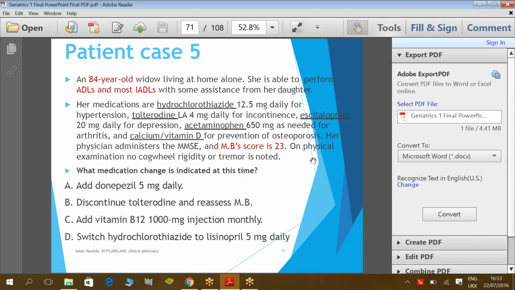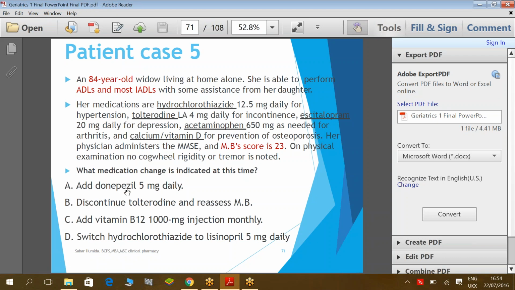This patient is taking tolterodine, remember this is an anticholinergic, and her MMSE is 23. 23 means that it's mild. So are you going to add donepezil, or discontinue the anticholinergic, or add vitamin B12, or switch hydrochlorothiazide to lisinopril? If we work by exclusion, there is no mention of evidence of low vitamin B12, so C is excluded. Switching hydrochlorothiazide to lisinopril has nothing to do with Alzheimer's disease, so D is excluded, and we are left with A or B.